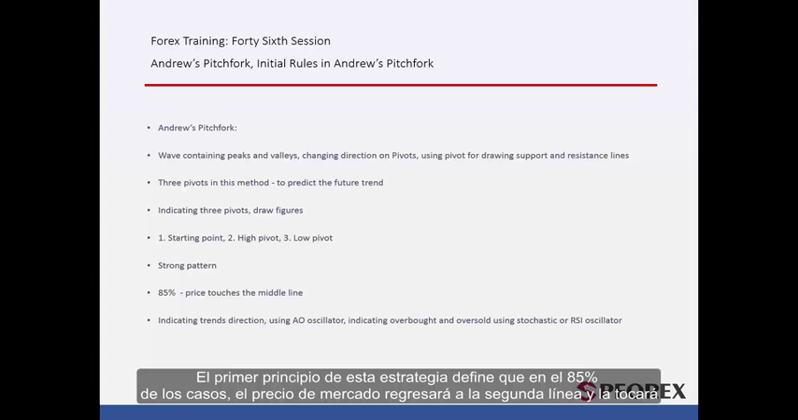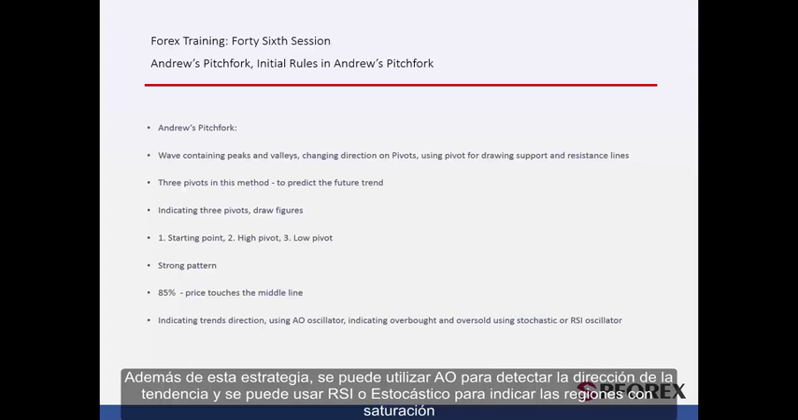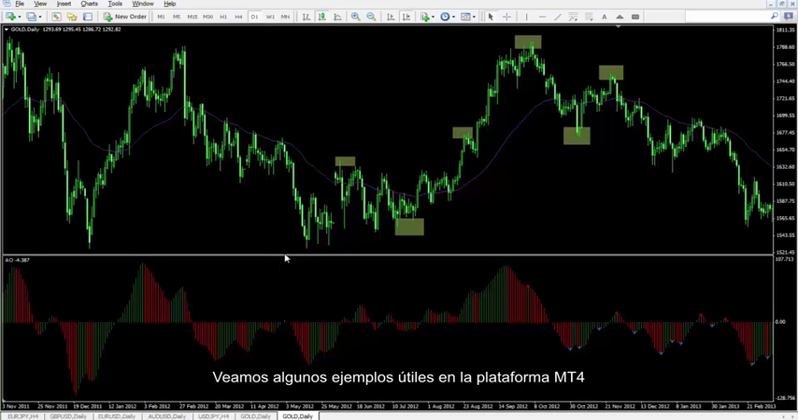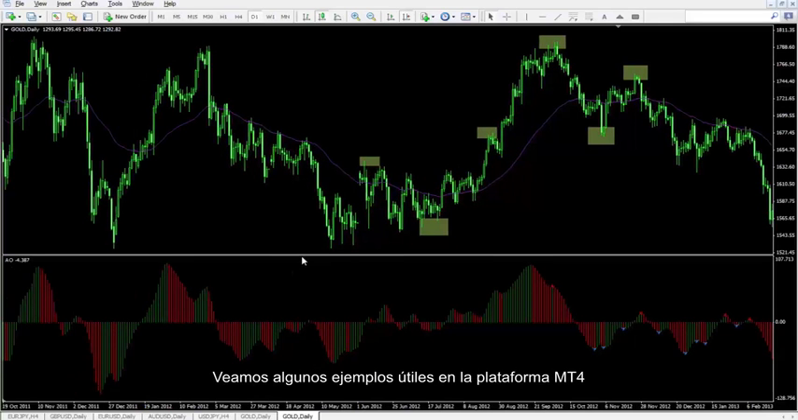The first principle of this strategy defines that in 85% of cases, the market price will return to the second line and touch it. In addition to this strategy, AO can be exploited to detect the trend's direction, and RSI or stochastic can be used to specify the saturation regions. Some examples on MetaTrader 4 would be beneficial.